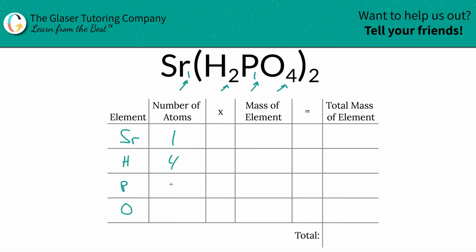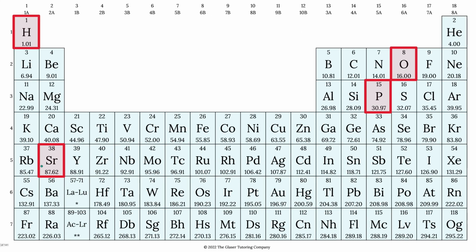In other words, take the inner subscript and multiply it by that outer subscript. Next, for phosphorus, there's 1 phosphorus here, but then you have to multiply by that outer subscript, so there's 2. And then oxygen, you would multiply there for 8. Then you're going to simply take those numbers of atoms and multiply by the mass of each element. These masses are always found on the periodic table. Strontium's mass is 87.62, hydrogen is 1.01, phosphorus is 30.97, and oxygen is 16.